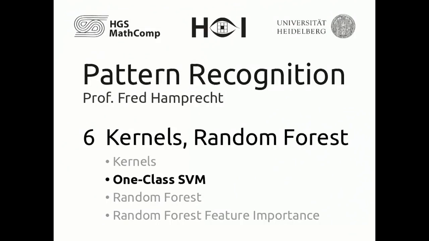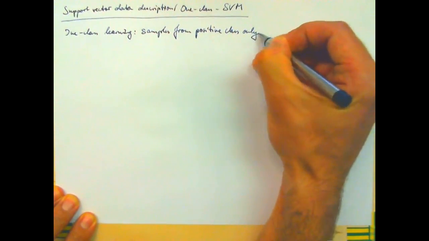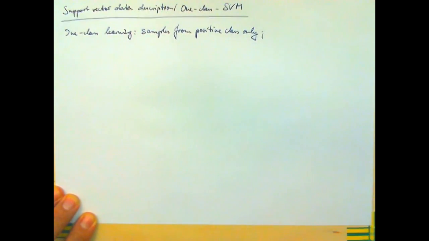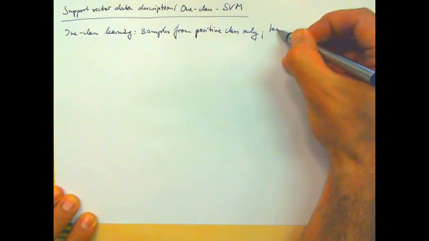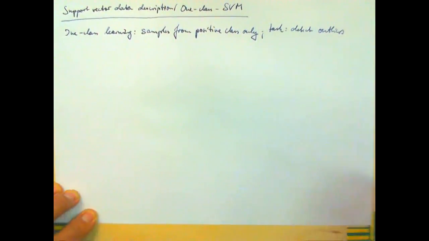So in one-class learning, you are given samples from the positive class only in your training set, and the task is to detect outliers. And I think I can best illustrate this by example.